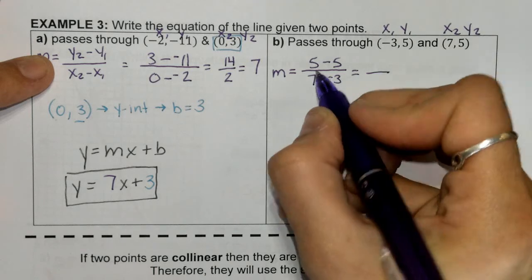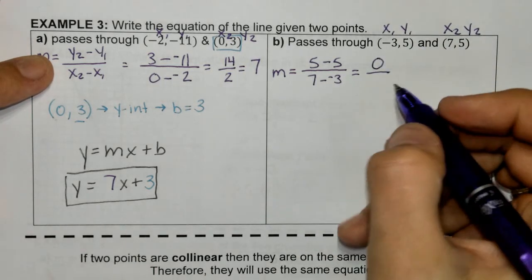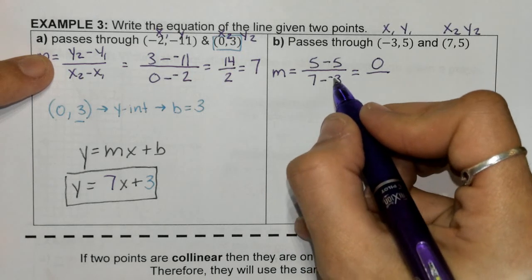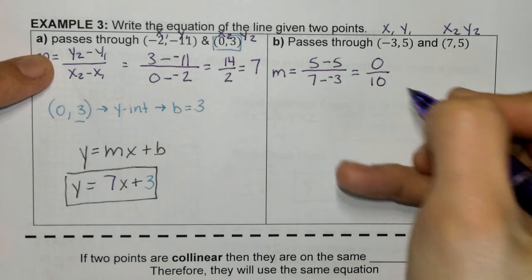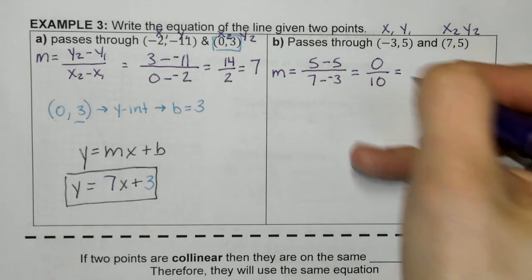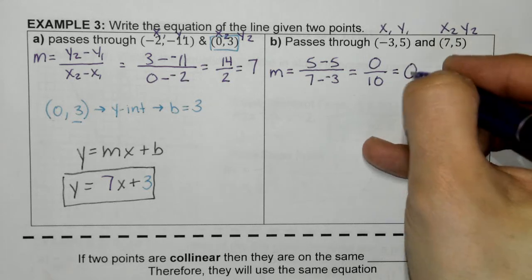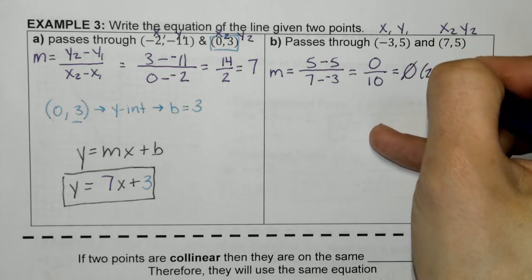We find out here that we're going to have 5 minus 5. It's gone because we got a 0. And then we have the 7 minus a -3 ends up being a 10. So because we have this 0 on top, if we put it in our calculator, we're going to realize that this is a 0 slope. Okay? It's just a 0 slope.